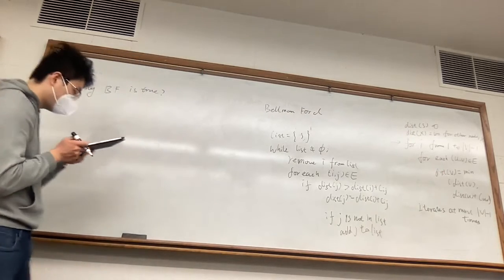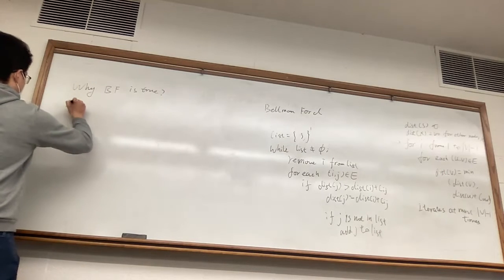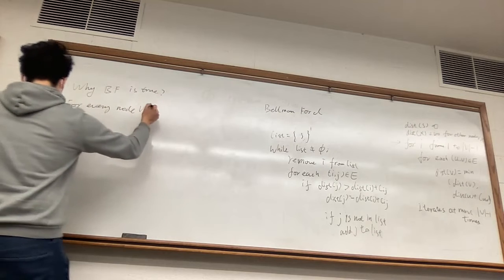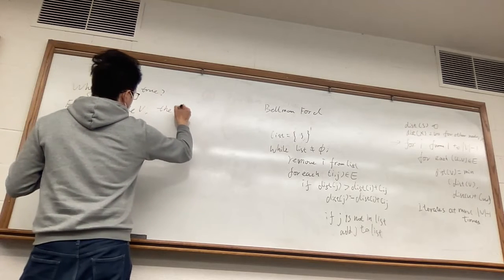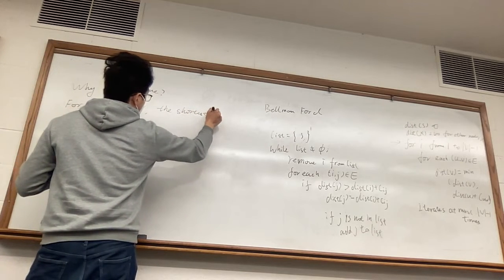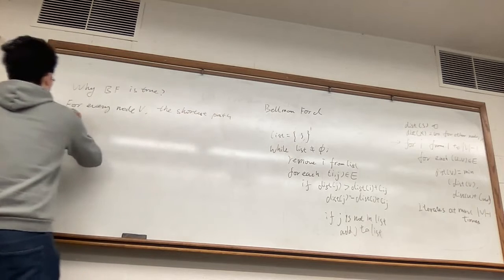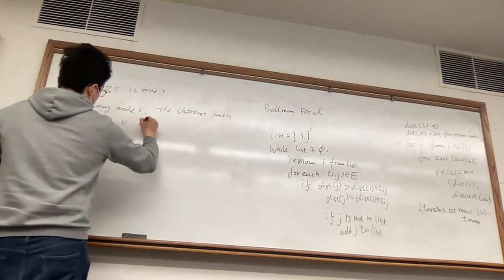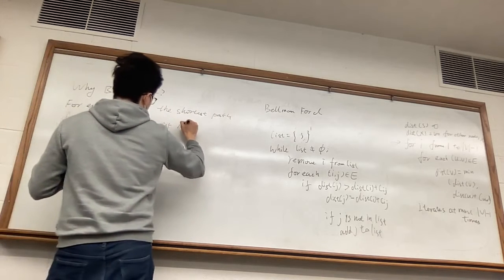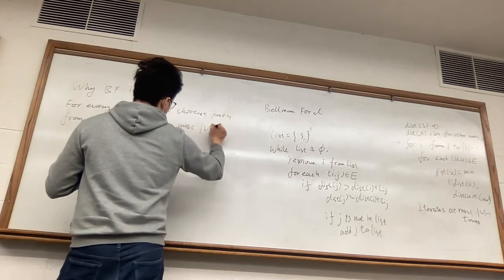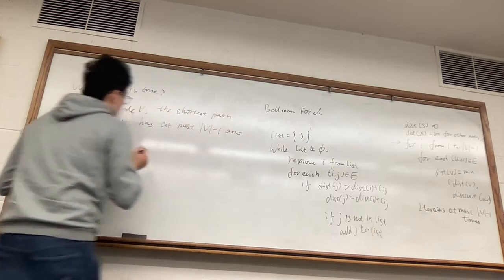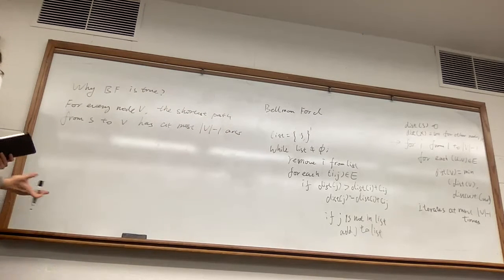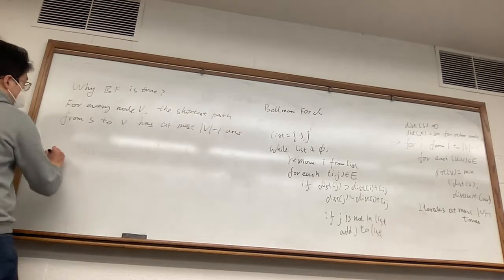So essentially, I want to say that for every node V, the shortest path from S to V has at most V minus 1 arcs. Look at this statement. For every node V, the shortest path from S to V has at most V minus 1 arcs. What does this tell us?